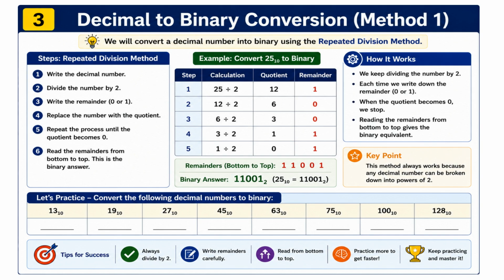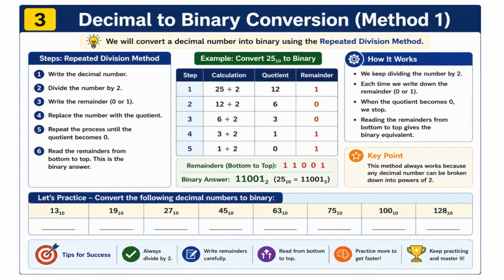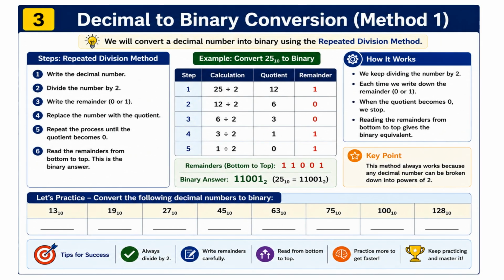Now divide 12 by 2. The quotient is 6, and the remainder is 0. Again, write down the remainder. Next, divide 6 by 2. The quotient is 3, and the remainder is 0. Now, divide 3 by 2. The quotient is 1, and the remainder is 1. Finally, divide 1 by 2. The quotient becomes 0, and the remainder is 1. Since the quotient is now 0, we stop the process.